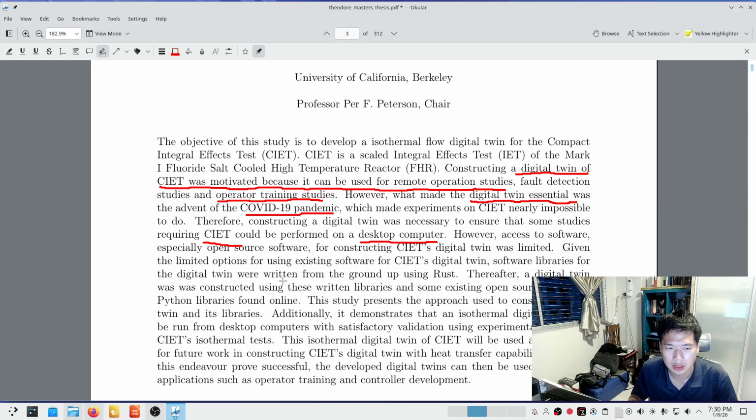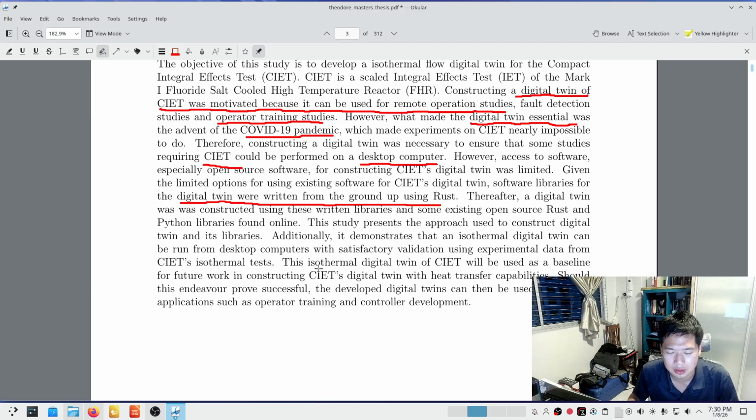Okay, so I was running into walls, and I was trying to see, okay, if the open source software was lacking, and of course the proprietary software wasn't quite good for me because it's export controlled, what can I do in terms of open source software? So I had to write it up using Rust. Okay, and why I use Rust? That is what I wrote in this dissertation, or this master's thesis.